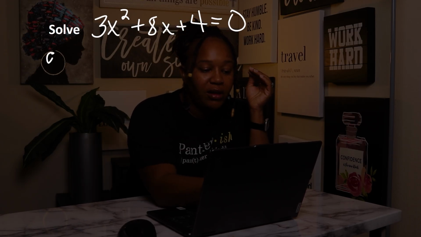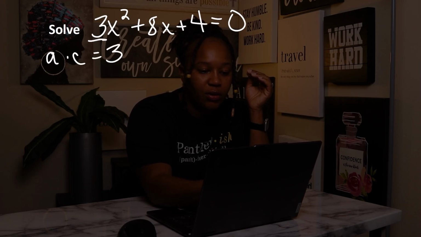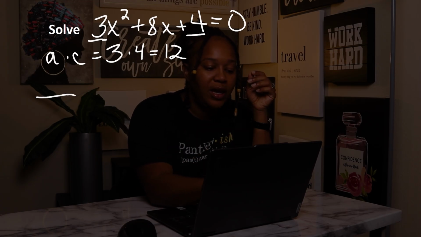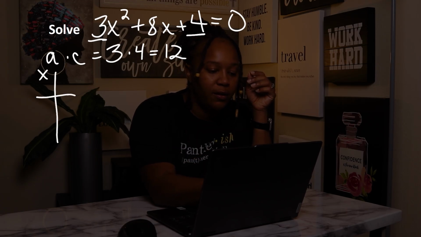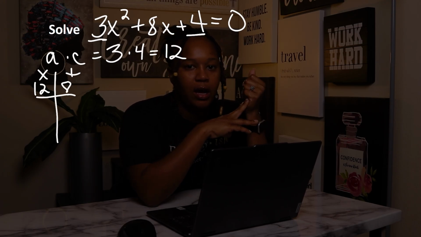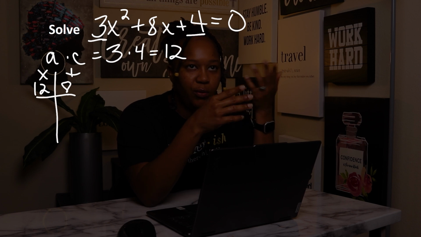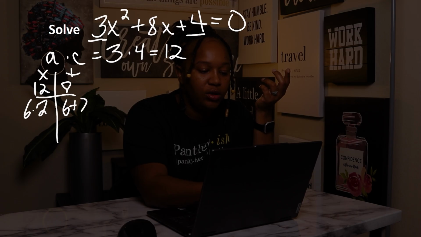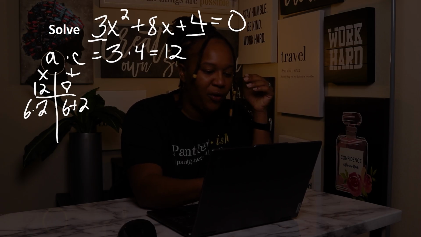Either way it goes, you have to multiply the a times the c. In this case, your a is that 3 and your c is that 4. So you have to multiply 3 times 4 and you get 12. And then you find factors of 12 that add to the b term, which is the middle term, which is 8. And when you think about it, 4 times 3 is 12, but when you add those together, you get 7. Or 6 times 2 is 12, and when you add those together, you do get 8, all right? And so those are your factors.